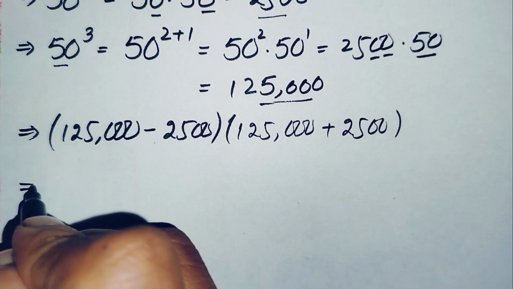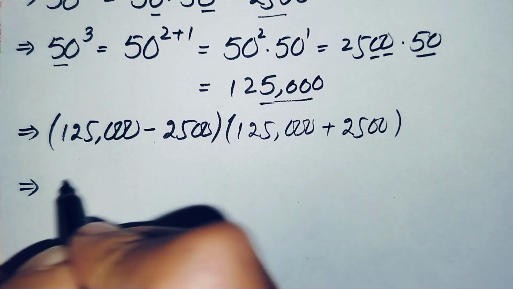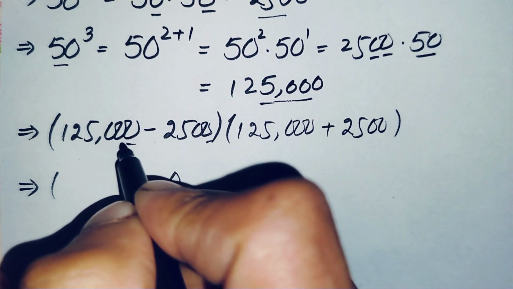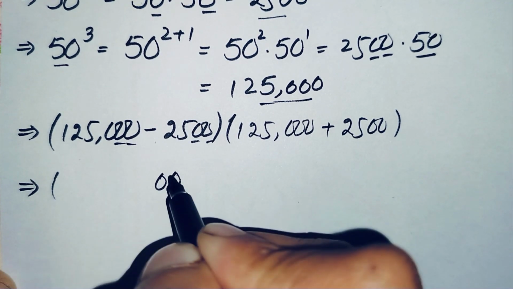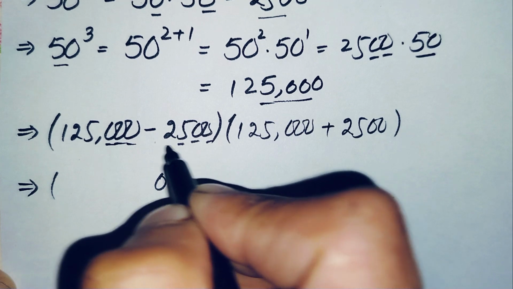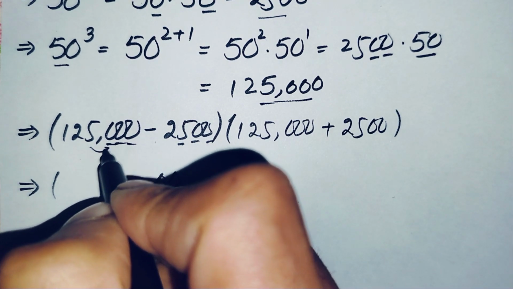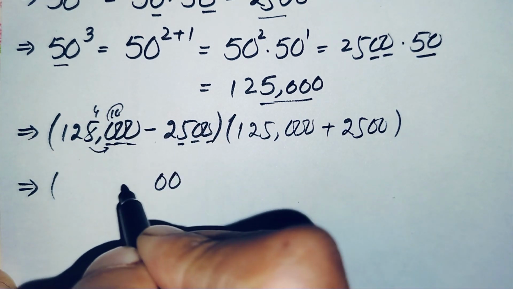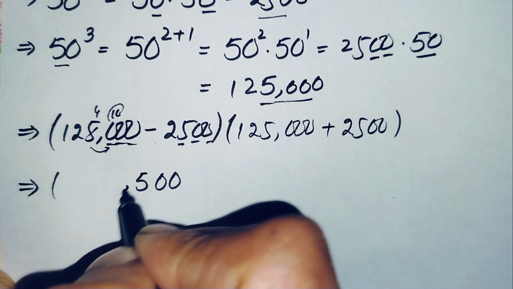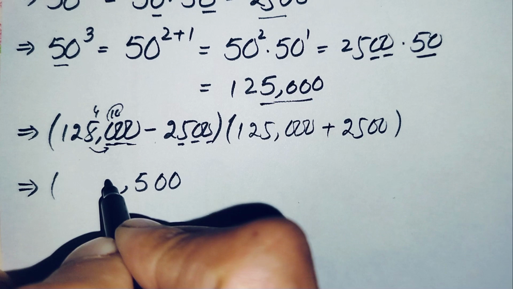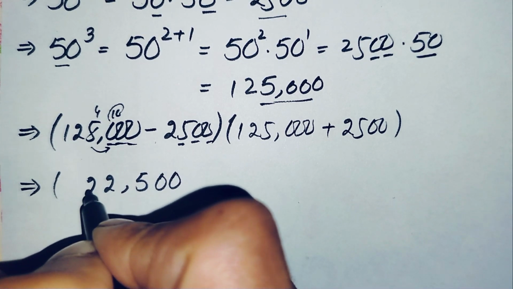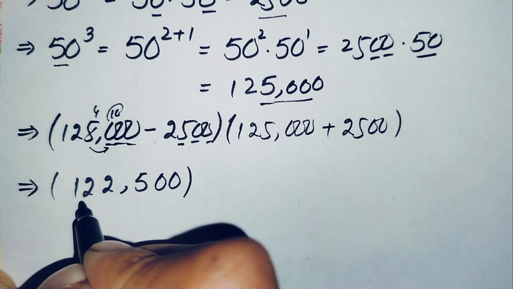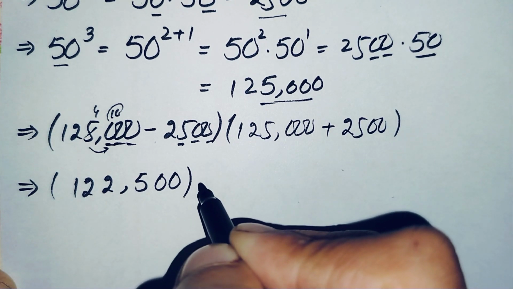So first we will subtract these two numbers. It is very simple. 0 minus 0 is simply 0. 0 minus 0 is simply 0. Now, 0 minus 5 is not possible, so we will borrow one 10 from this 5. So this will become 10 and this will remain 4. Now 10 minus 5 is 5. Here 4 minus 2 is 2. And these two digits will be the same. So the subtraction of these two numbers gives 122,500.